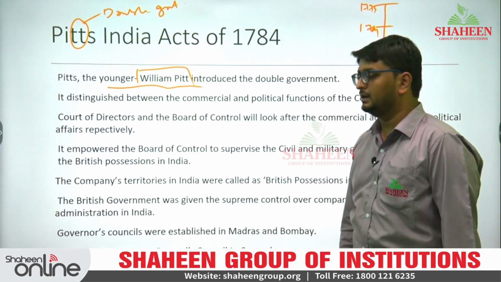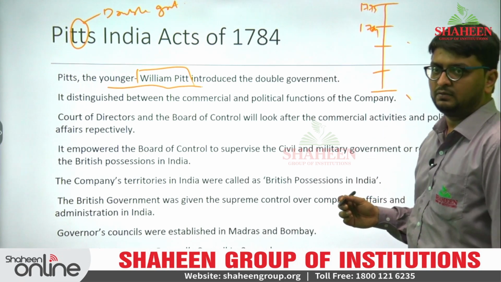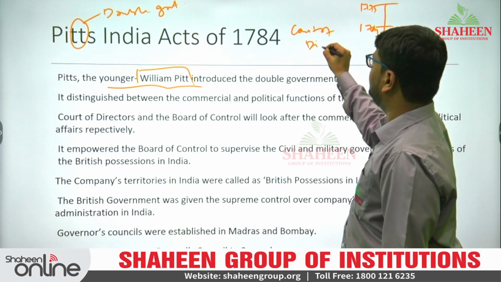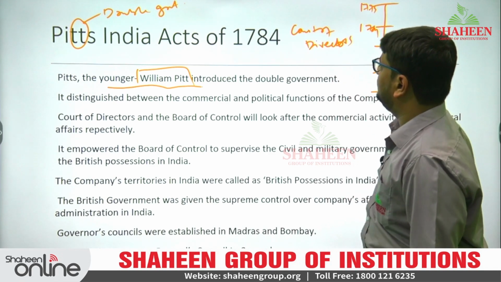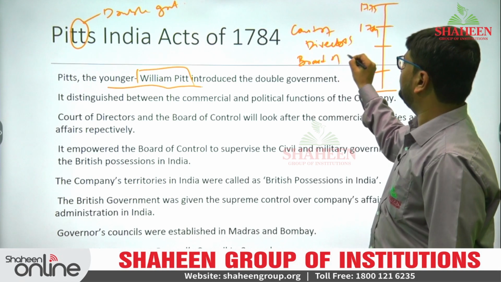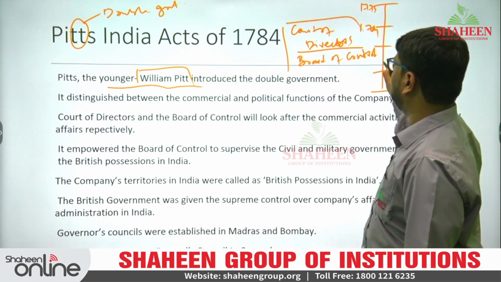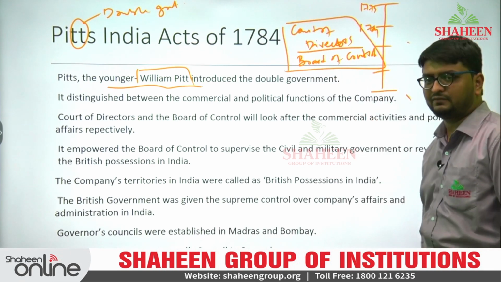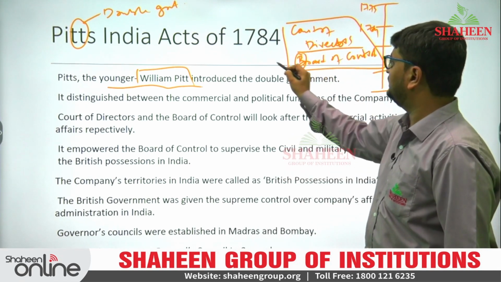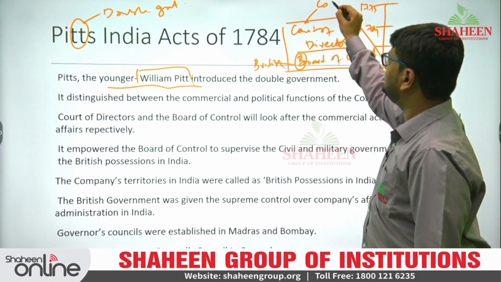What was double government? It basically distinguished between the commercial and political functions of the company. You know that there was a Court of Directors. Now you have the Board of Control. These two bodies were made. So the Court of Directors was already there, and now the Board of Control is there, which was made by the British government. So B for Board of Control, and this is by the British government. The Court of Directors is by the East India Company.